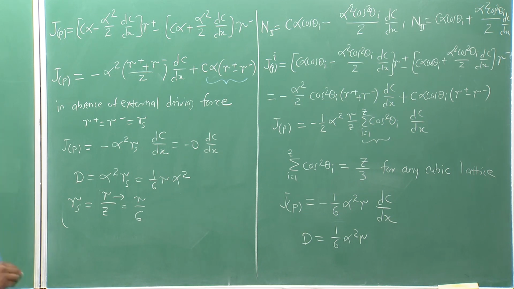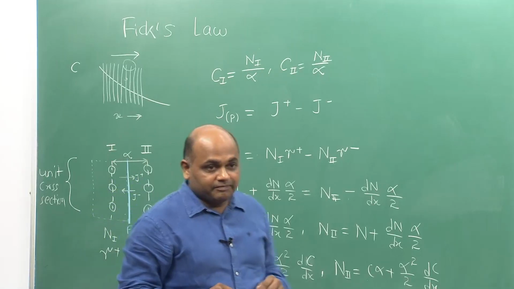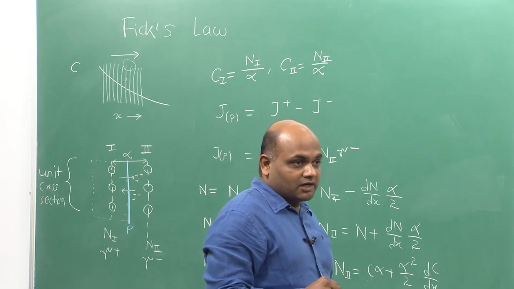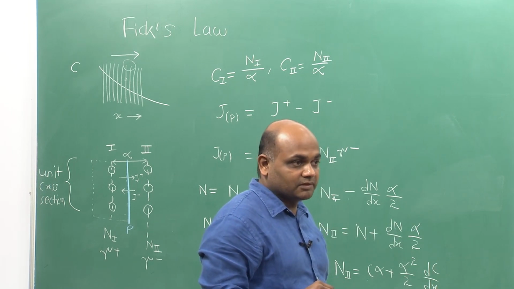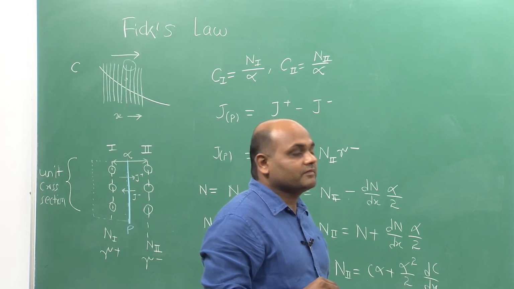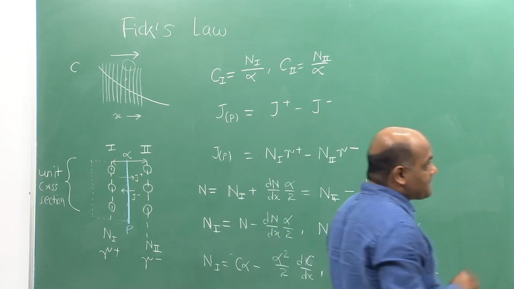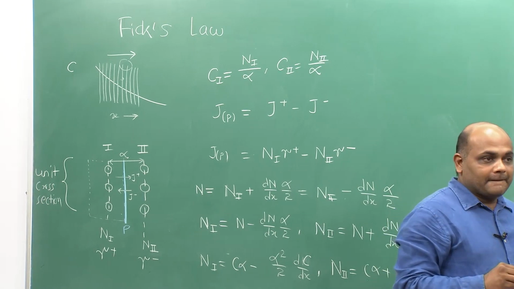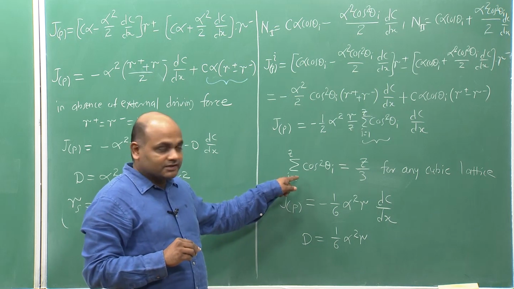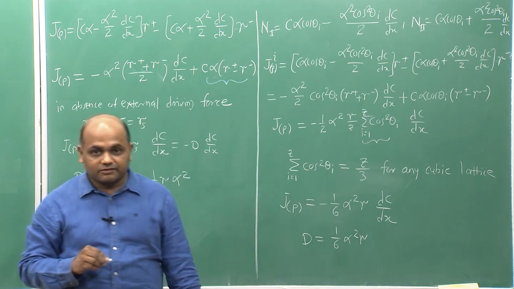Okay. So, we saw the phenomenology based upon Fick's law, and it is also consistent with the atomistic picture based upon the jump frequency model. Clear? So, we will solve this as an exercise in the next lecture, sigma cos square theta equal to z by 3.